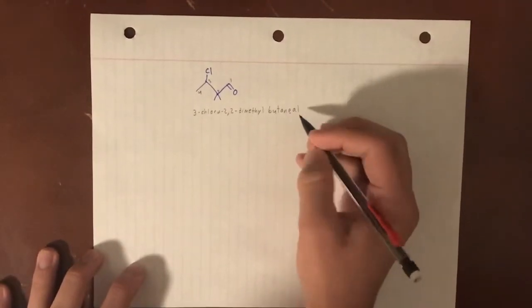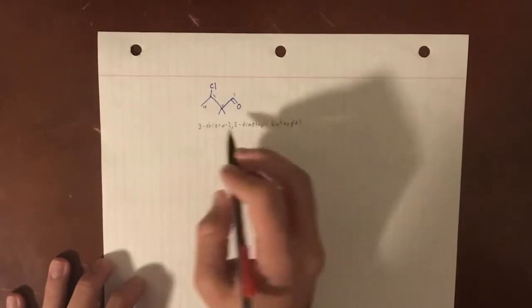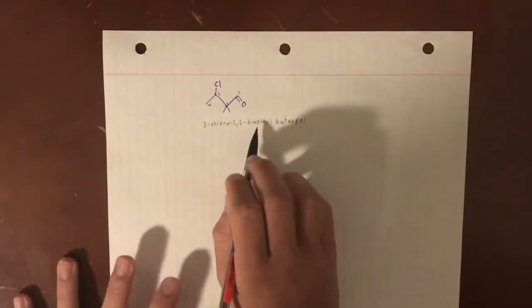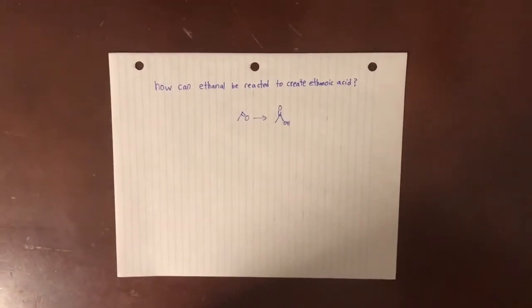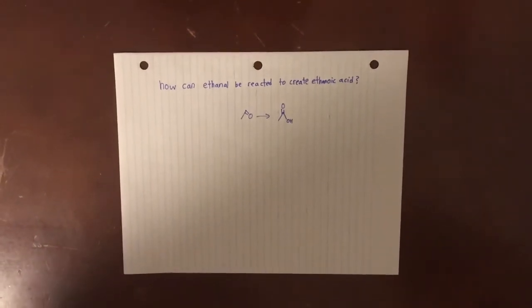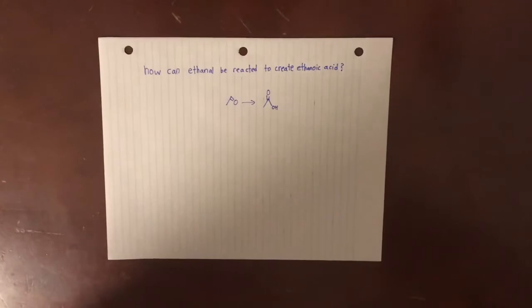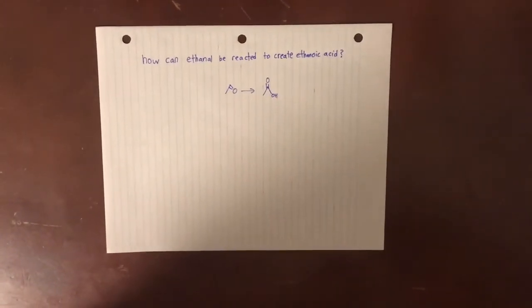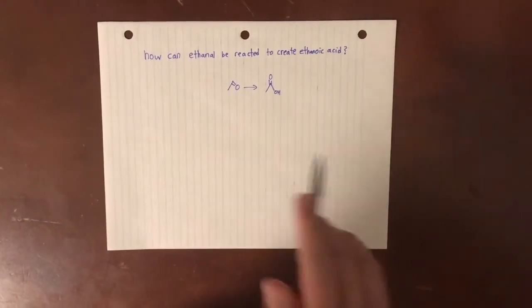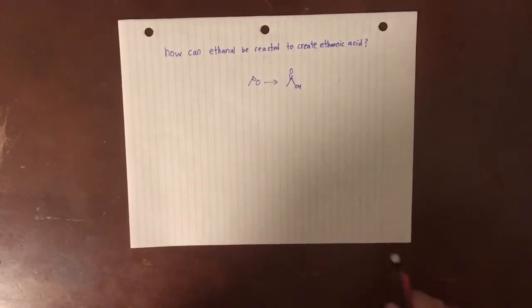Because the suffix starts with a vowel, we will take away the e, and the final name would be 3-chloro-2,2-dimethylbutanal. Now let's give you a question on aldehyde reactions. Previously in the video it was stated that acetaldehyde or ethanal is used to create acetic acid or vinegar. Vinegar, ethanoic acid, is drawn here, as we have not learned how to draw it. The question is, how can ethanal be reacted to create ethanoic acid?